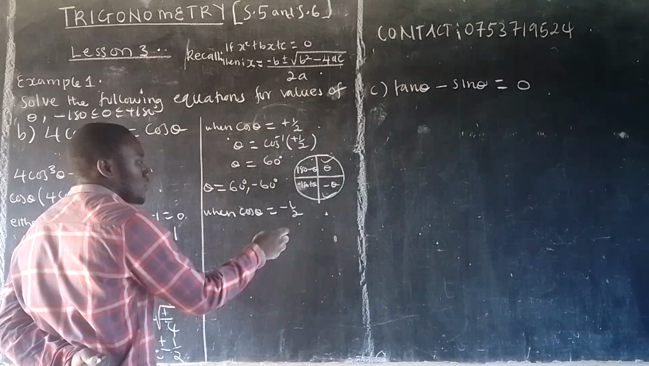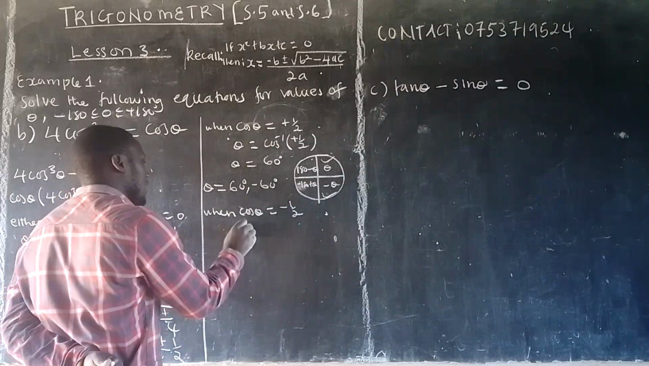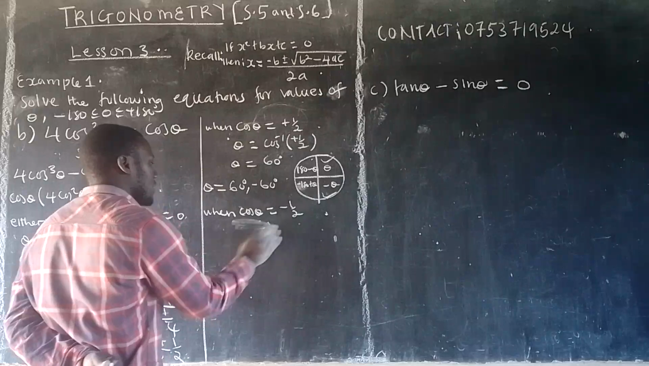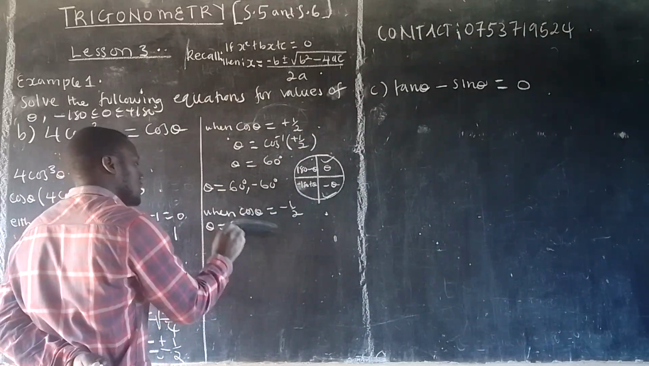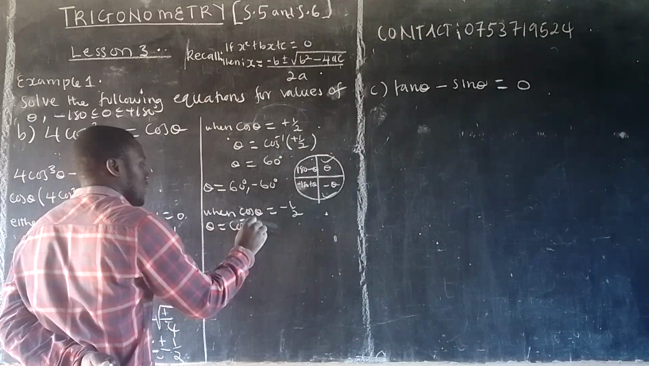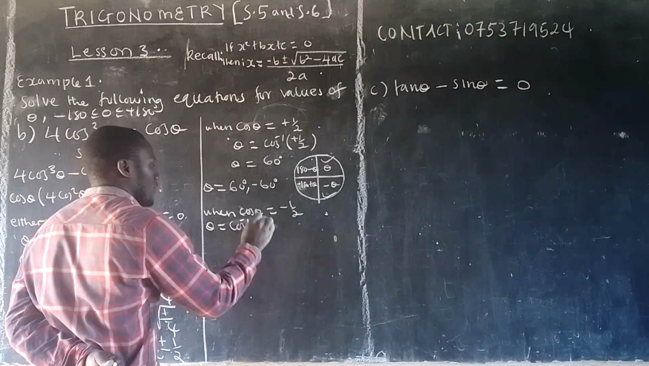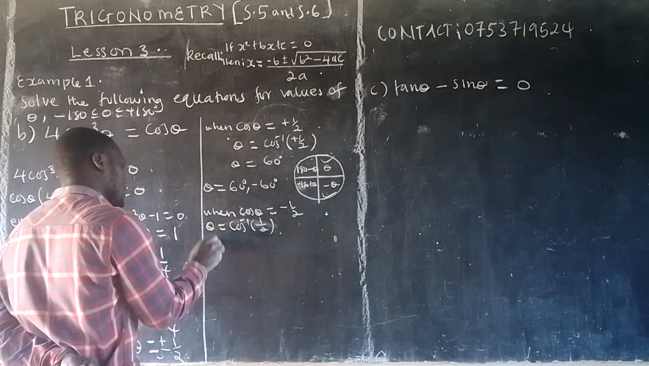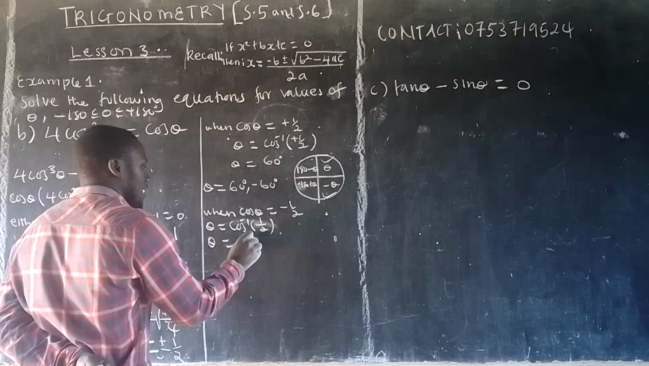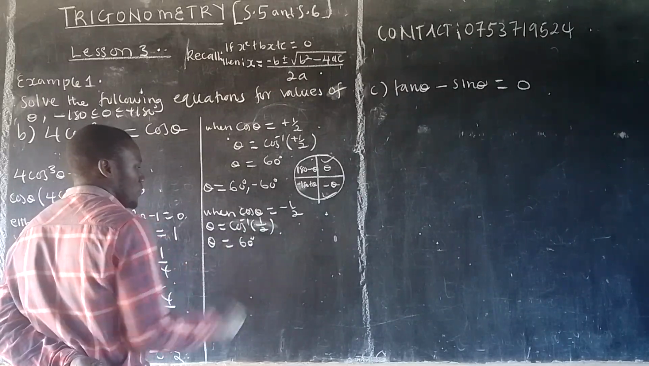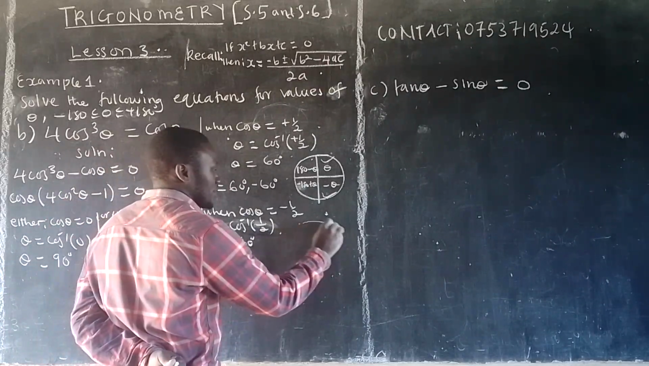Okay, so cos theta is equal to negative half. So you say theta is equal to a cos inverse of a half. So theta will again still be 60. But now this negative is the one which will make the signs change.